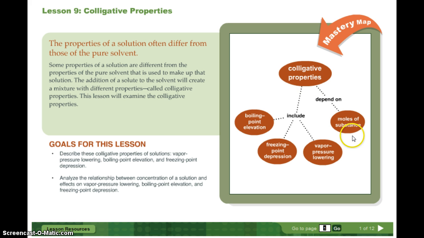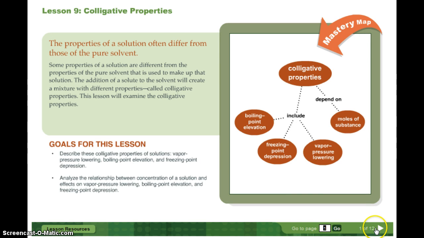Colligative properties depend on the moles of substance. They include boiling point elevation, freezing point depression, vapor pressure lowering. Goals for this lesson: describe these colligative properties of solutions: vapor pressure lowering, boiling point elevation, and freezing point depression. Analyze the relationship between concentration of a solution and the effects on vapor pressure lowering, boiling point elevation, and freezing point depression.